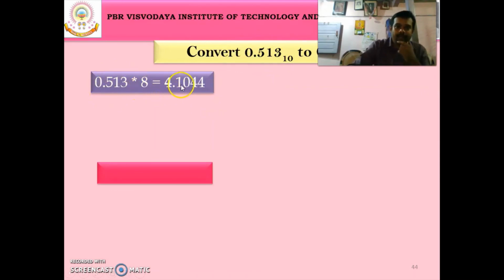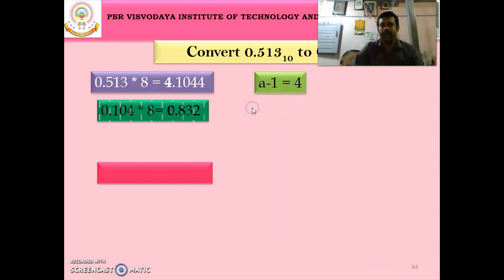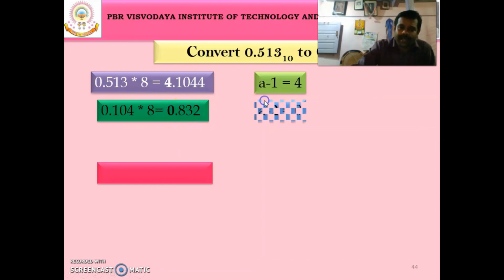So we are getting 4.1044 and we are recording this 4 as A1. Then we are multiplying this 0.1044 by 8 and we are getting 0.832. Then we are recording this carry as A2.